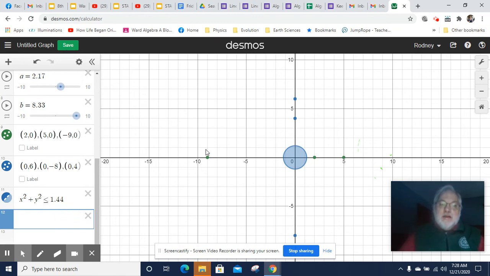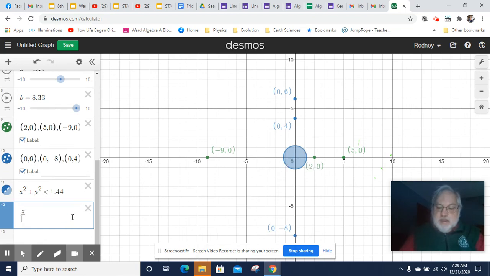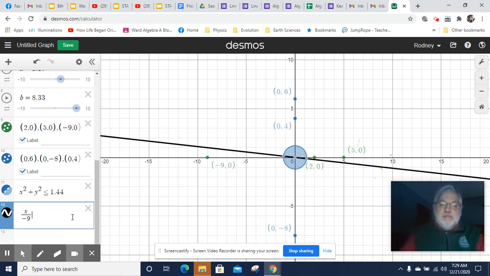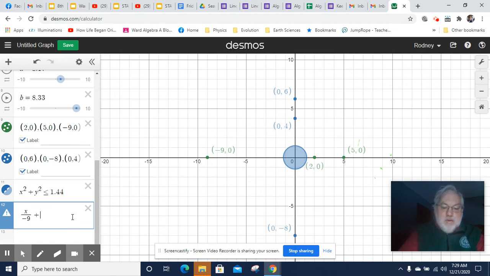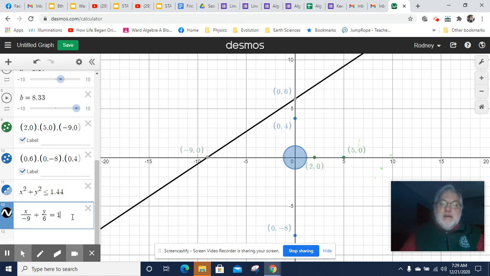So to do that, okay, let's consider these points. I'll label the points to make it a little easier to see what they are. So I'll shoot from 6, 0. I'll shoot these 3 points from there. So I just have to say an x-intercept of -9 plus a y-intercept at 6 equals 1. And then, of course, I can make it fancy.